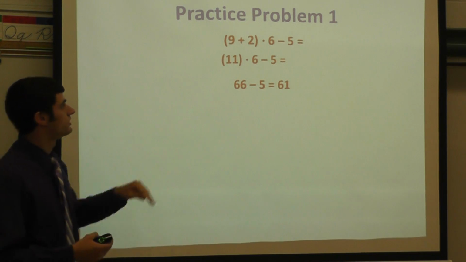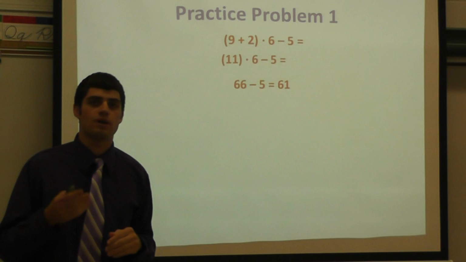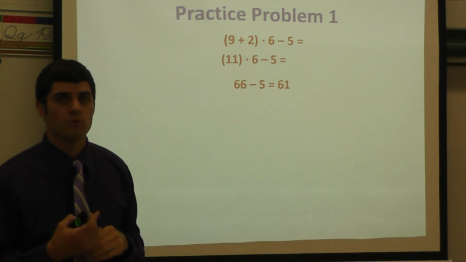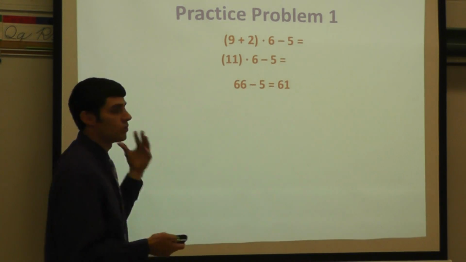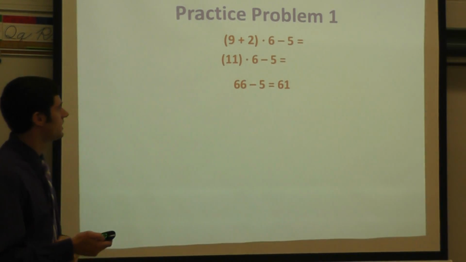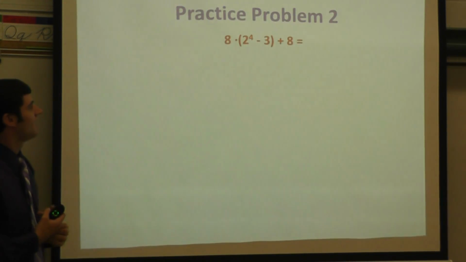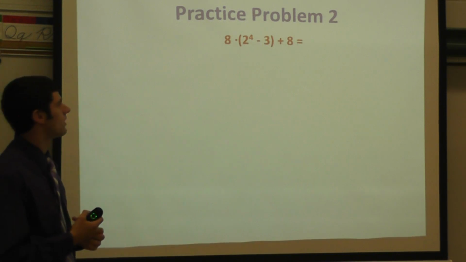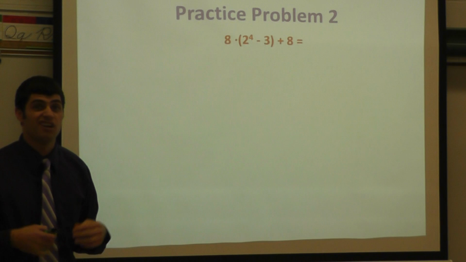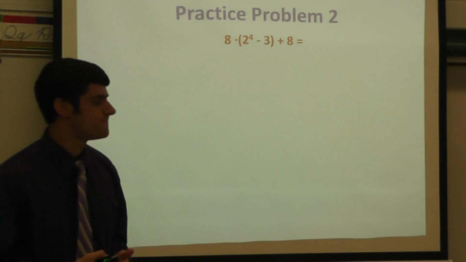Something I'd like you to do is to make sure when you're working these problems, rewrite the problem each step as you work it out. It's going to help you with organization, and it's going to help keep your thinking clear as you work out more complex problems. Let's take a look at a little harder problem this time. This next problem states 8 times the quantity of 2 to the 4th power minus 3 plus 8. There's a lot of different operations in here. Let's break it down step by step.